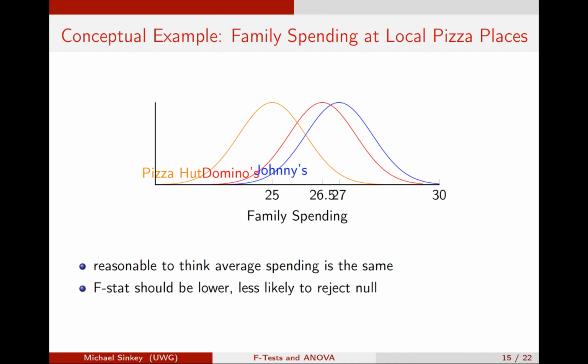And just visually, you would think that, hey, what if I just threw out these 3 bell curves and represented all spending at local pizza places with one bell curve where the mean is 26? Would that be reasonable? And in this instance, it certainly might be.